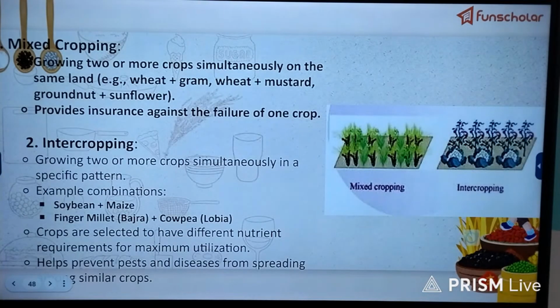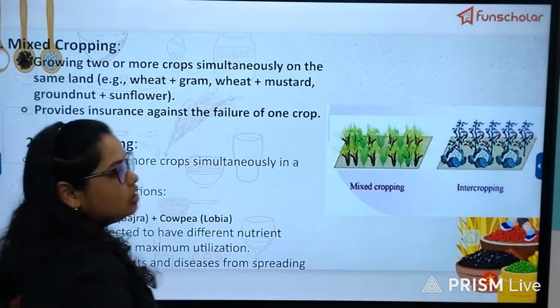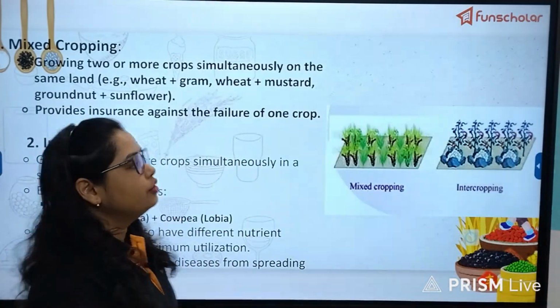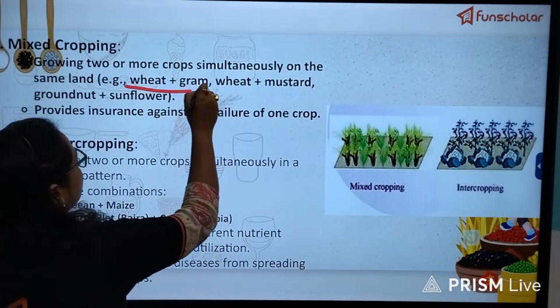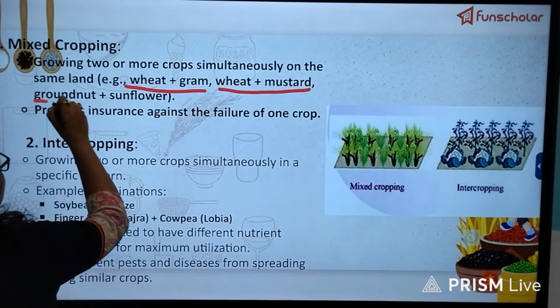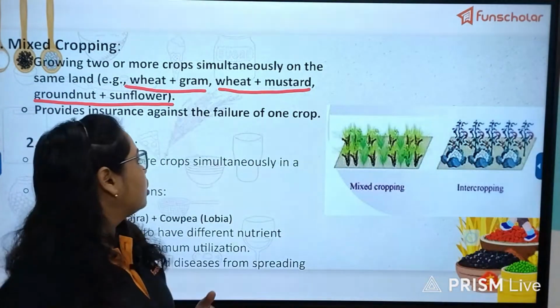Now, mixed cropping: the first is growing two or more crops simultaneously on the same land. The examples are mentioned over here. They are very important. We cannot randomly grow any combination of crops in the field. So we can grow either wheat and gram, or wheat and mustard, or groundnut and sunflower, in this manner. Then it will provide, as I said, insurance against the failure of one crop.